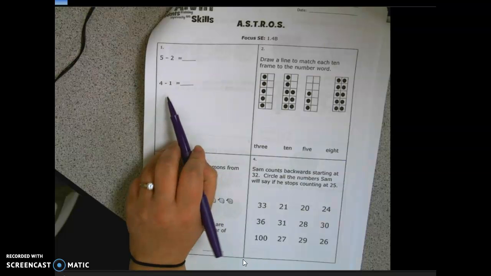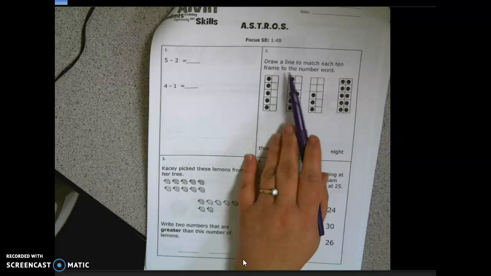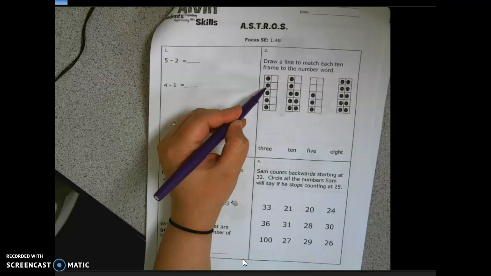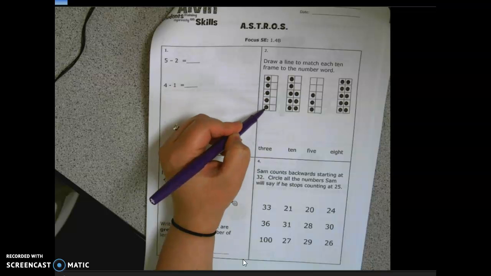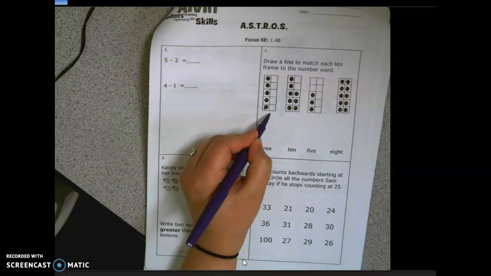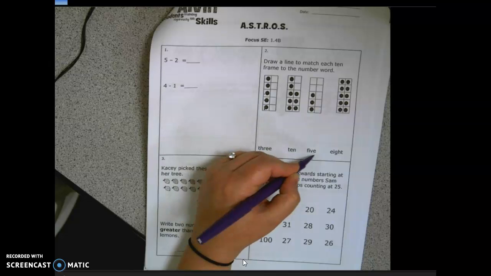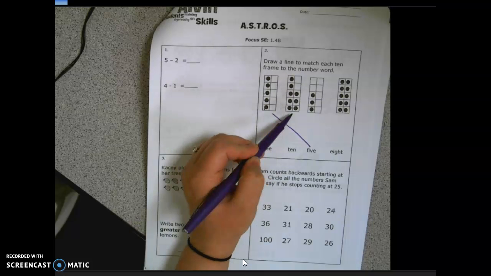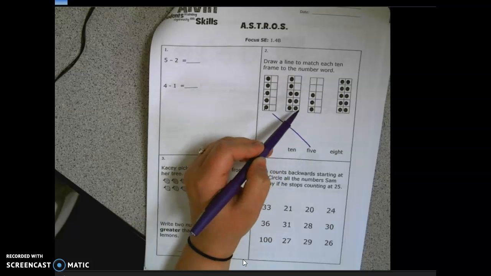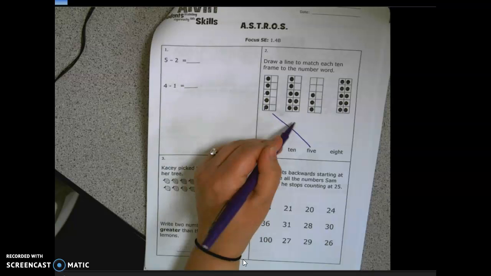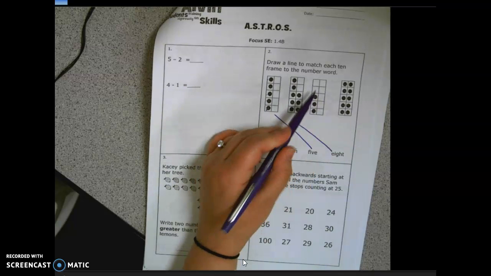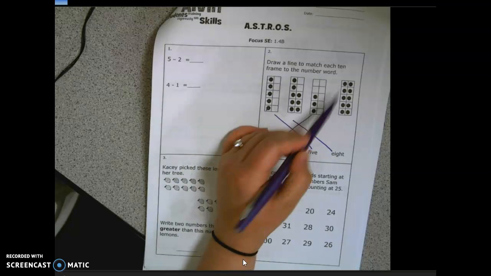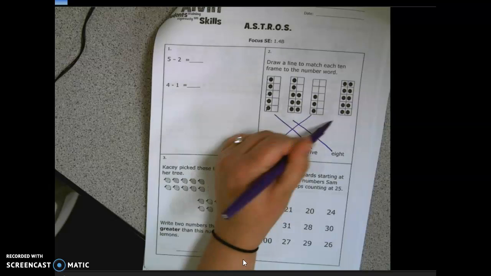We're separating, not joining. We're going to draw a line to match each 10 frame to a number word. So I'm going to say, okay, I see 1, 2, 3, 4, 5. So I know 5 starts with an F. It has a magic silent E, so this is the word 5, and I'm going to draw my line. Here I see I have 5 and 3 more, so that means I have 8. Here I see I have 3. And here I see I have my full 10 frame filled up, so I know this must be 10.